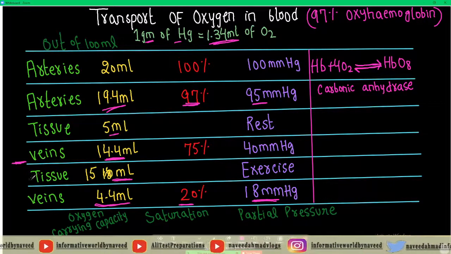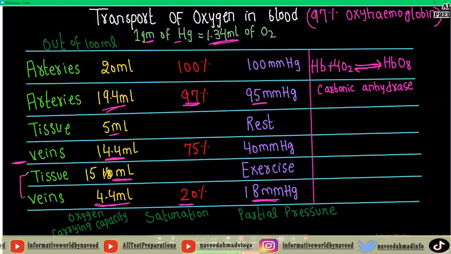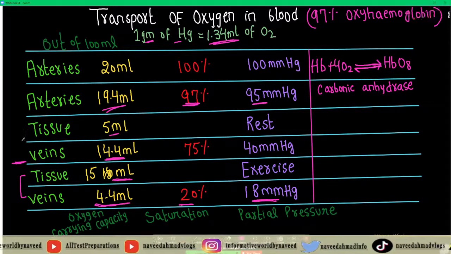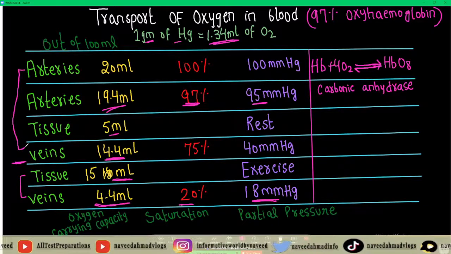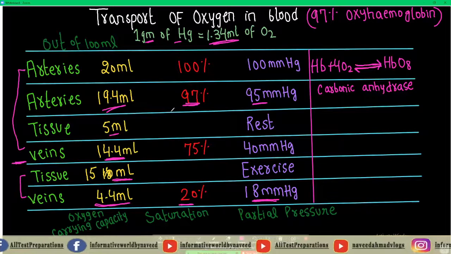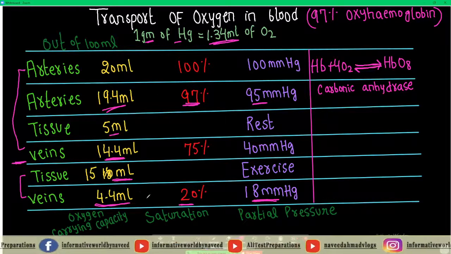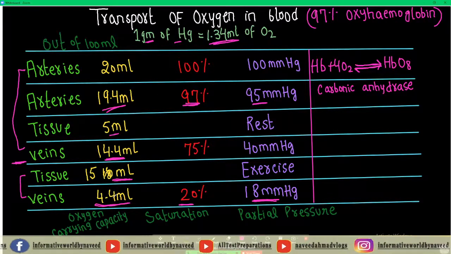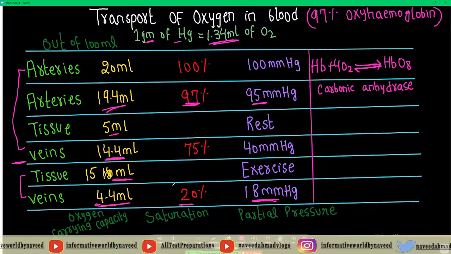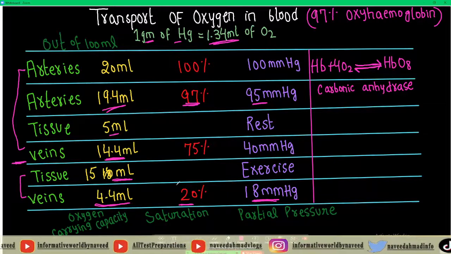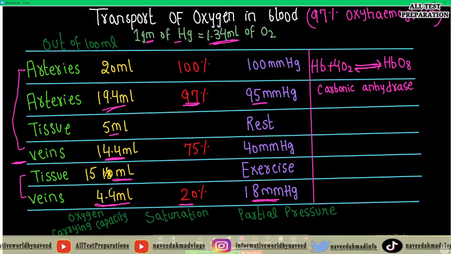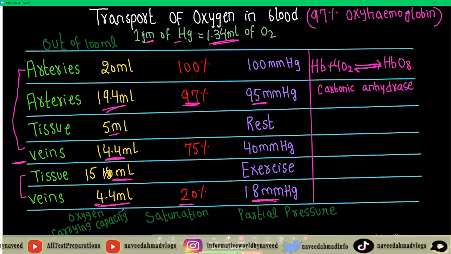These two are during exercise, and these are all during rest condition. This is the percentage, while during exercise there is also a percentage. So at the time of exercise only the vein percentage will change, because the blood is then transported to the veins from the arteries. Then if 15 ml is transported to the tissue, the veins are left with 4.4 ml of oxygen.